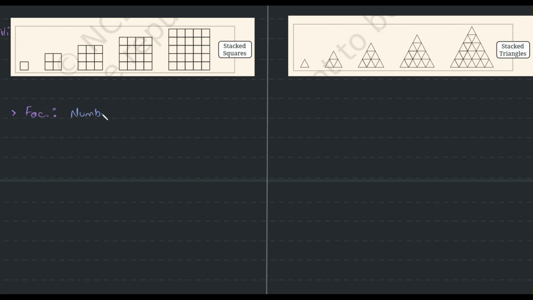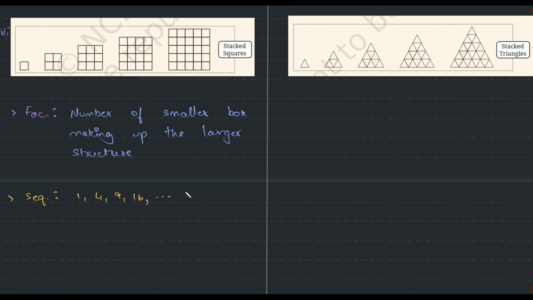It can be the number of squares, or smaller boxes, making up the larger structure. Again, it's left to you guys how you want to write it, or what factor to consider. The sequence will be 1, 4, 9, 16 because we are used to it. I just went with it. What about this one? What can be your factor? Again, it's left to you guys.